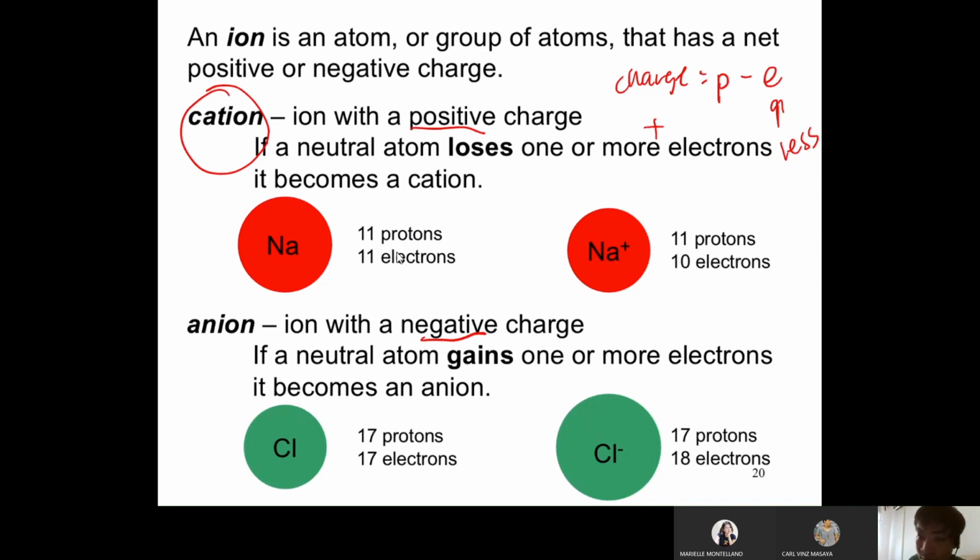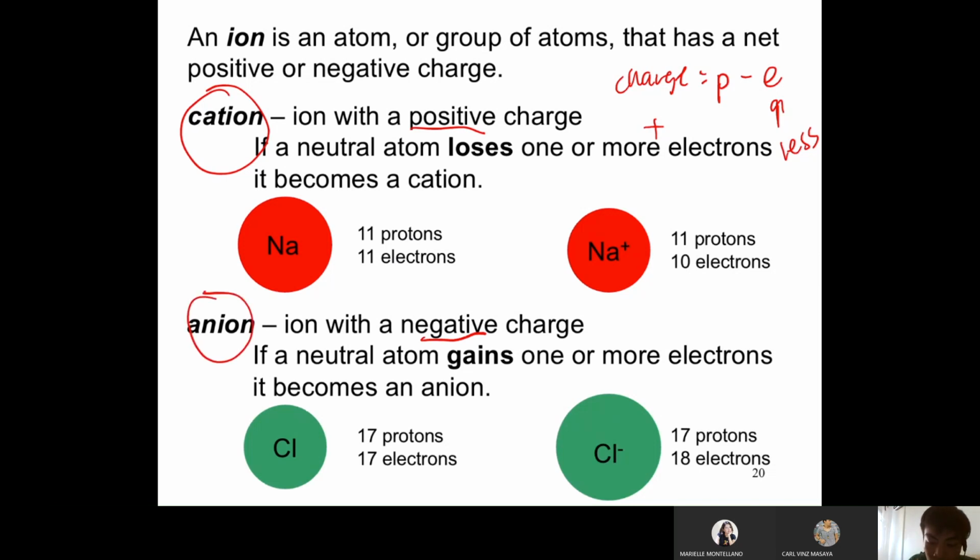So, it can remove one of its electron. Pwede niya ipamigay yung isang electron. So, magiging positive siya, Na+. Mababawasan yung electrons niya. So, 11 minus 10, positive 1. Positive 1 yung charge niya.